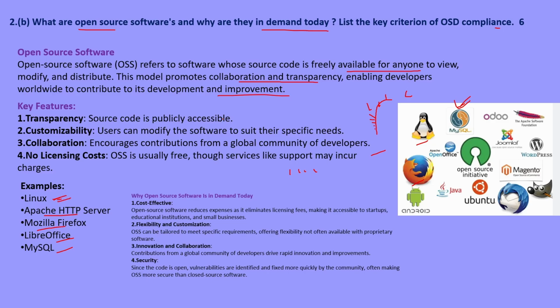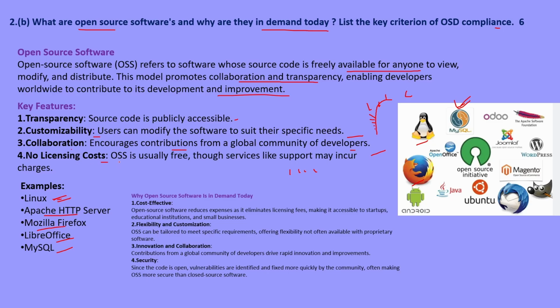Transparency: source code is publicly accessible. For example, if you access Mozilla, just press F11 and you can see all the source code in the background. Customizability: users can modify the software to suit their specific needs and desired requirements. Collaboration: we encourage contributions from the global community of developers.